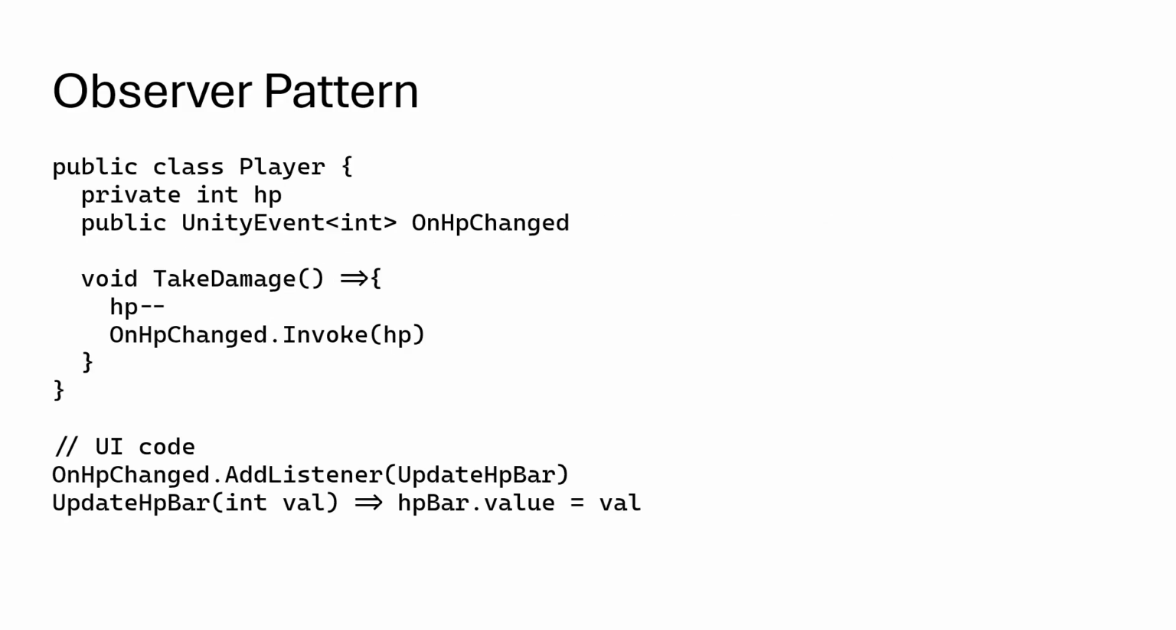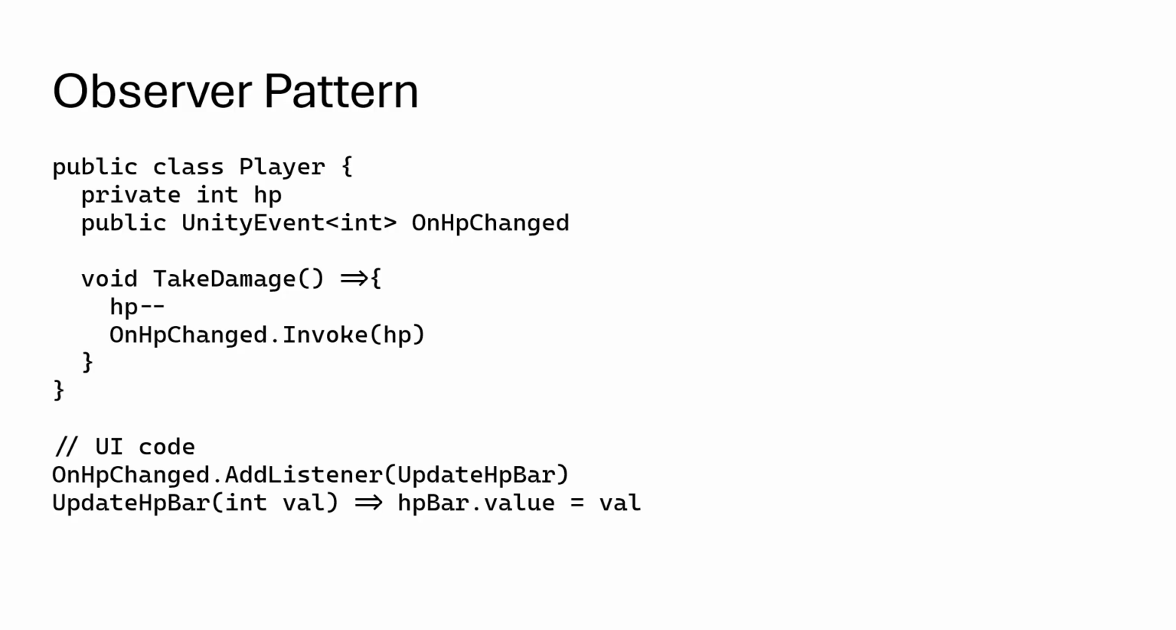So how we do this in code is that in this same example where I have this player, I define an event called OnHPChanged. So as I take damage, all I do is reduce my HP and invoke this event. Then in my UI code, on initialization, I add a listener to the UpdateHPBar method, where UpdateHPBar just updates my UI's value to this new value that I just got. Pretty straightforward. This is how you do it with Unity event.